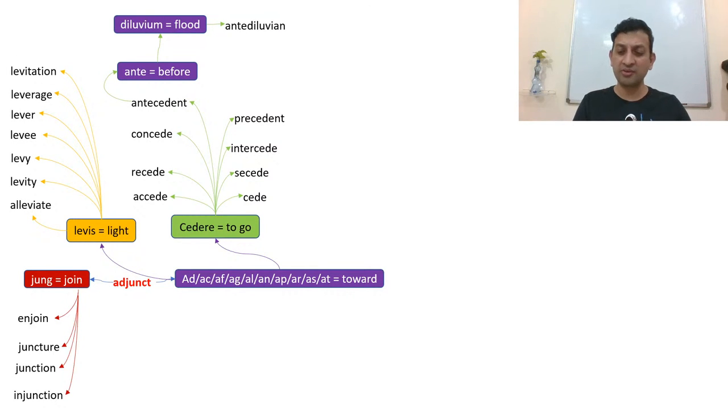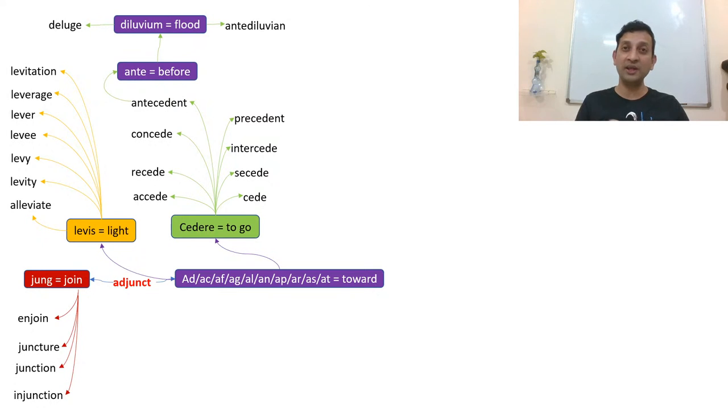Another common word that comes from the same root, diluvium, is deluge, which is just another word for a flood. The root there is diluvium, which actually means a flood. Clear? Good. Fantastic. We have finished three child roots so far.